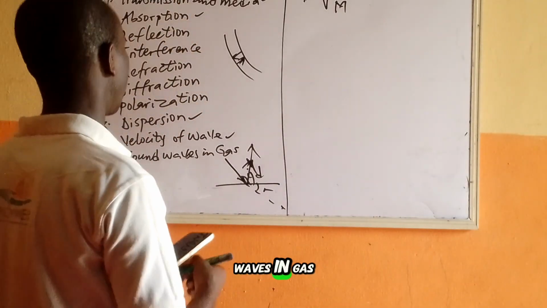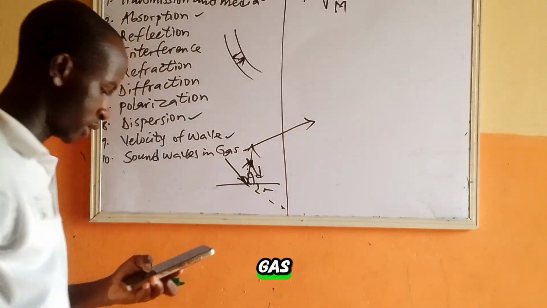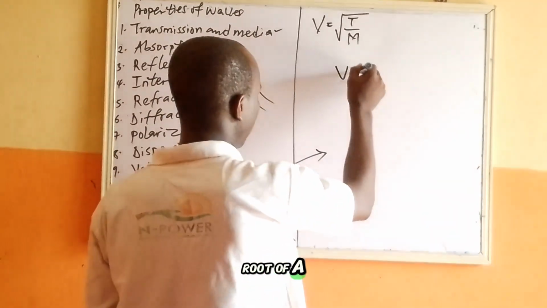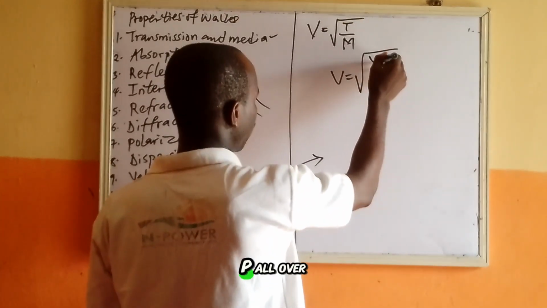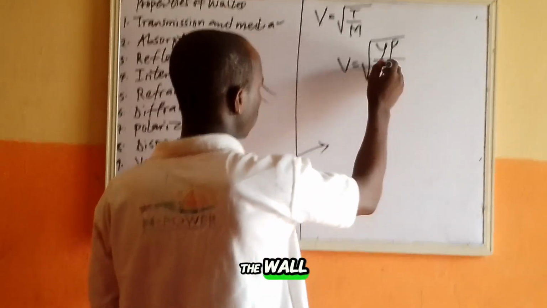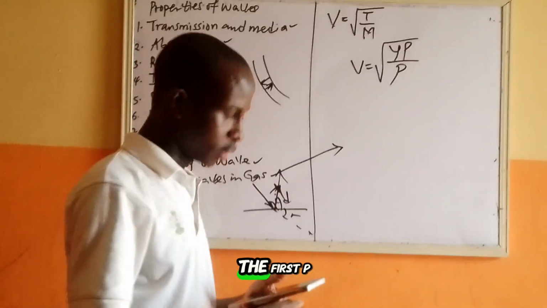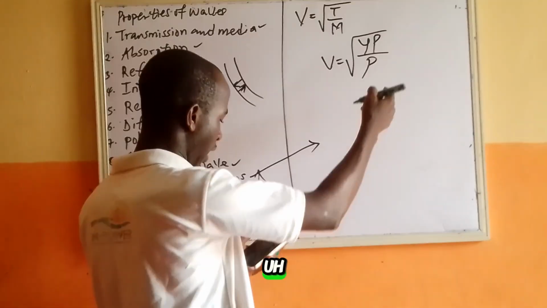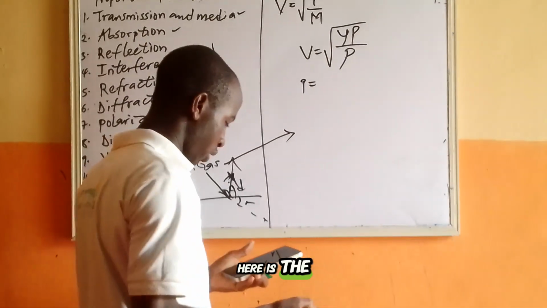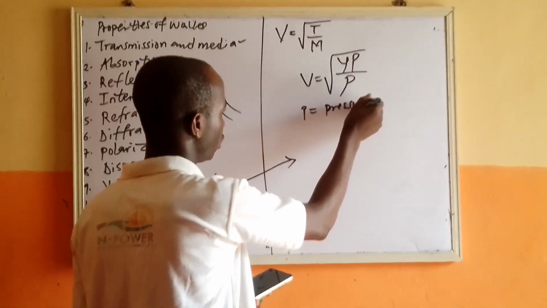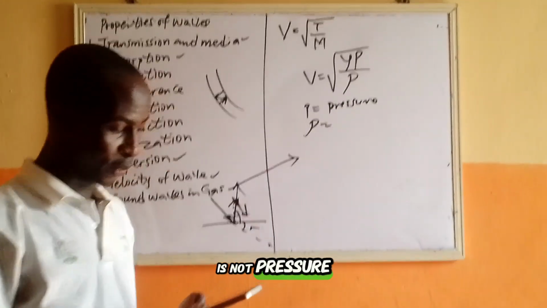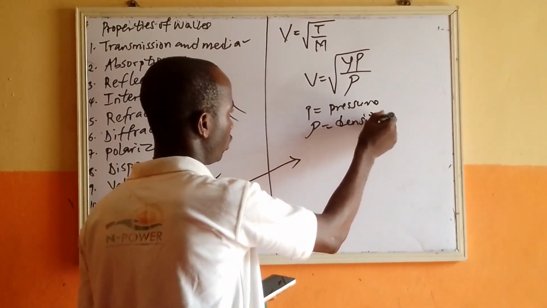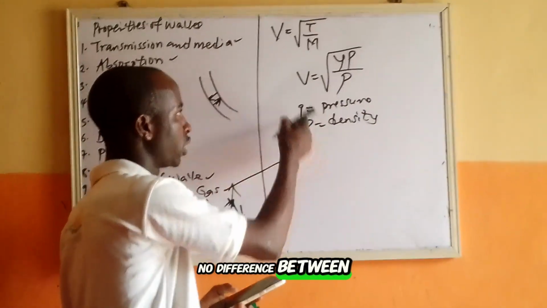Also, sound waves in gas. The formula is v equals the square root of gamma p all over rho. Don't be confused. The first v here is our velocity, this is our gamma, the p is the pressure, but the one I call rho is not pressure. That one is called density. That's density.